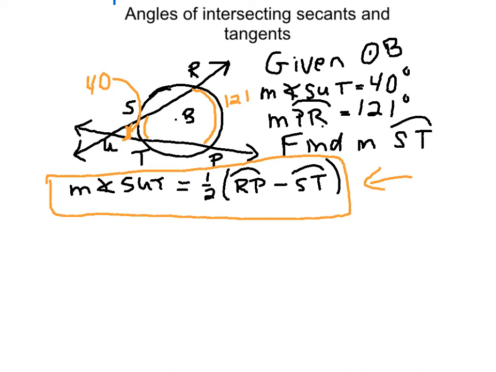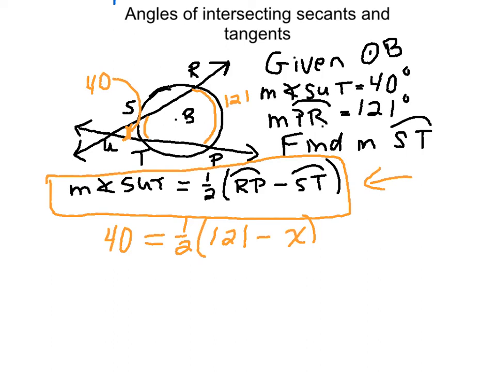Third step is, again, maybe you're still stuck, but start plugging things in. So we know the measure of angle SUT. They gave us that. That's going to be 40. We'll keep our equal sign. We'll keep our half. Open up the parentheses. RP they gave us, 121, minus ST. We don't know, we'll call that X. Well, once we write this out, we realize that we just have one equation with one unknown. We know how to solve this.